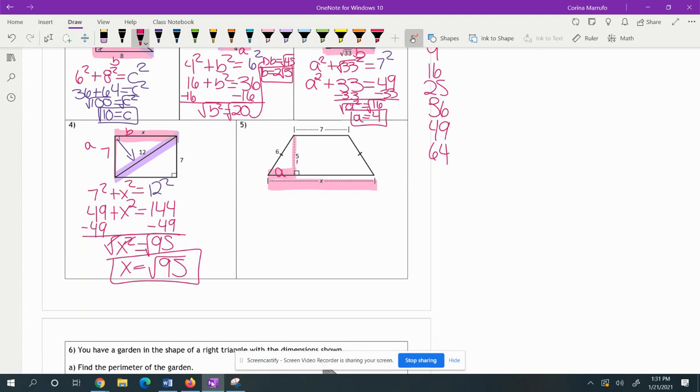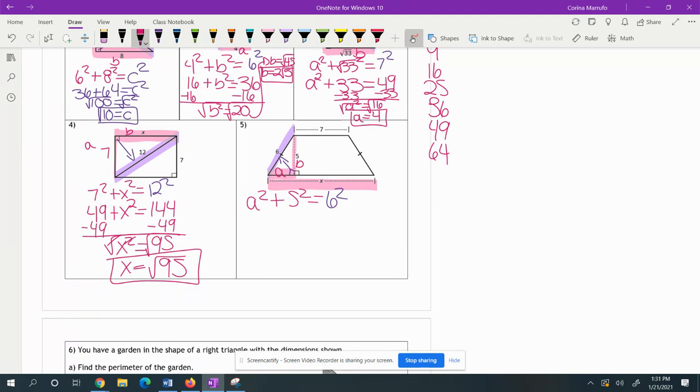A and B. And then if this side is a 90-degree angle, that means this side is also a 90-degree angle, which makes this one our hypotenuse, our C. So when we set this up, we don't know what A is, so I'm going to leave it as A squared plus, we know B is 5, so 5 squared equals our hypotenuse. Our hypotenuse is 6 squared.